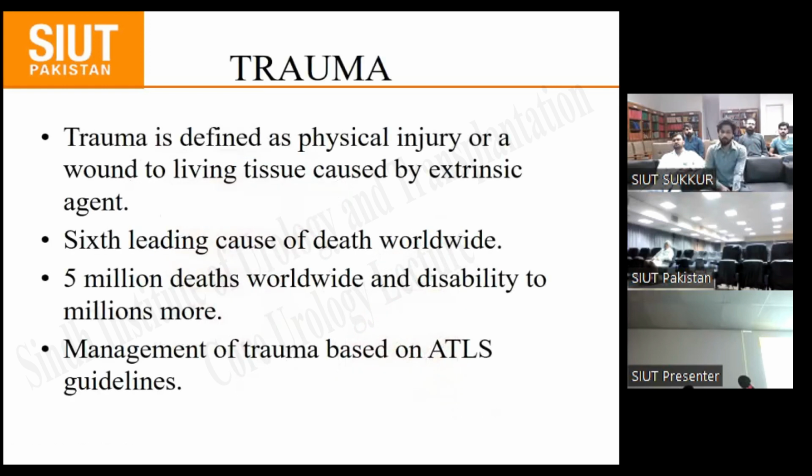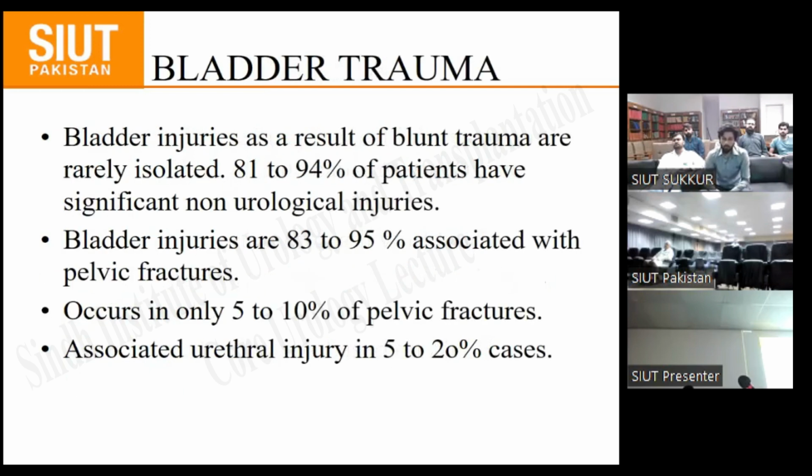So now coming to trauma, as we have been discussing in the earlier sections, it is defined as a physical injury or a wound to living tissue caused by extrinsic agent. It is sixth leading cause of death worldwide, and about 5 million deaths worldwide occur due to trauma and disability to millions more. Management of trauma is based on the ATLS guidelines. Bladder trauma, as we discussed, can occur as a result of blunt trauma, iatrogenic trauma, or penetrating trauma.